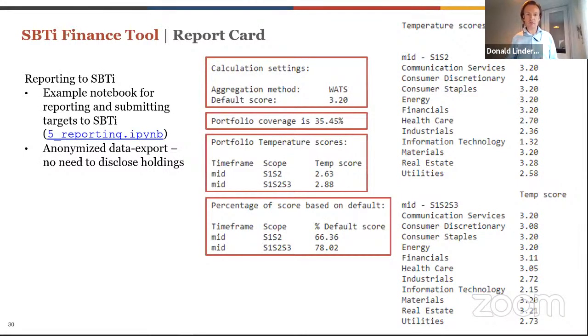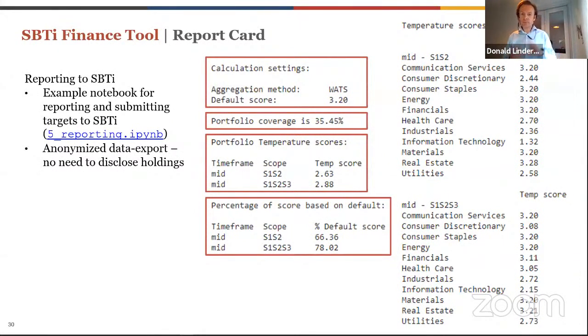And these are the key results here: our portfolio coverage, as we remember, was about 35%, and our current temperature scores are these. But we also get a portfolio coverage for the temperature score part as well. So, probably we should stop there and explain the difference between these two.